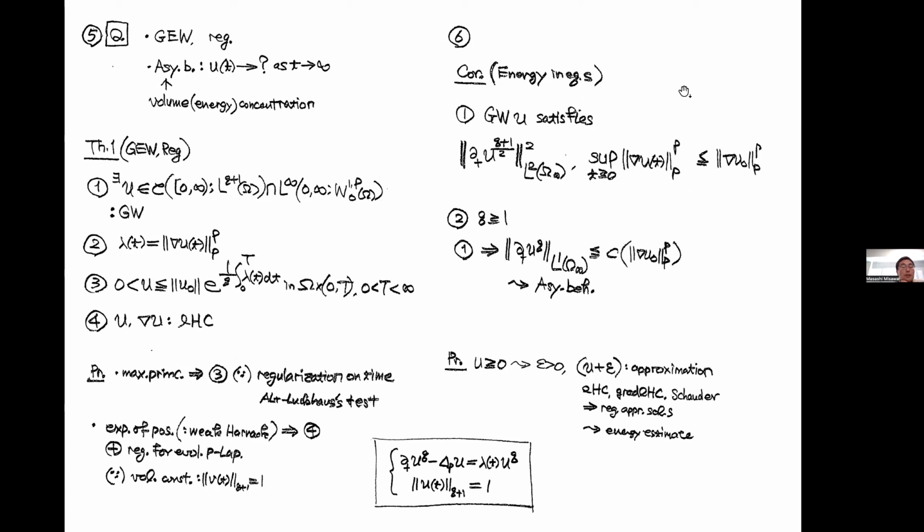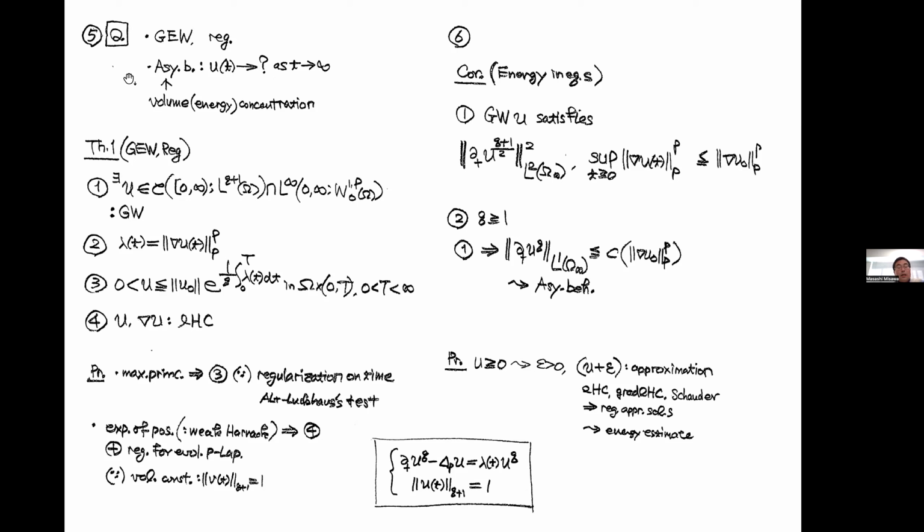So what is the problem in this talk? The problem is the global existence and regularity of the weak solution of our problem here: the time derivative of u to the power q, minus the p-Laplace operator of u, equals lambda(t) times u to the power q, with the constraint that the integral of u to the power q plus 1 is equal to 1 for all time.